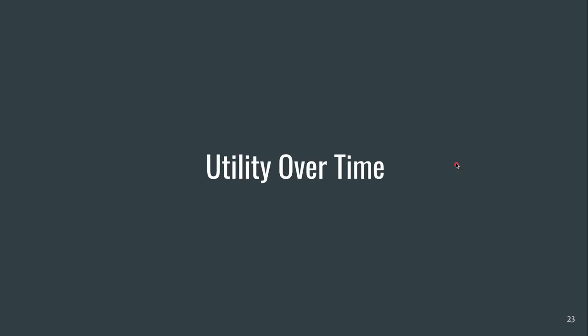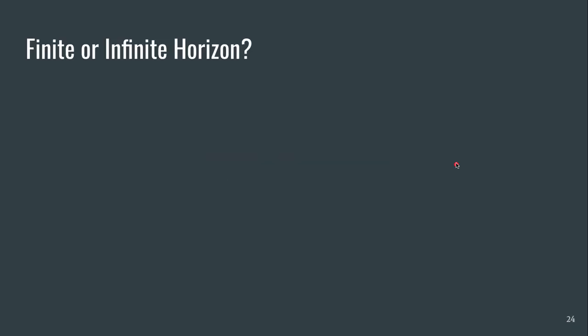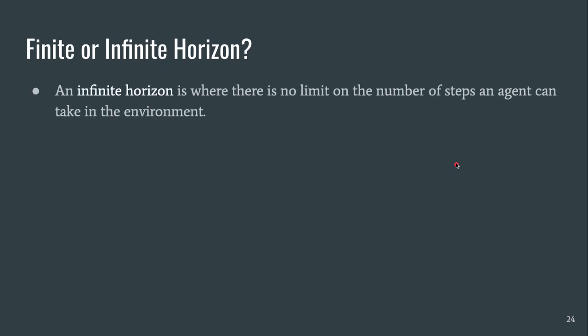And now we can look at utility over time and how we're actually going to be calculating it. To first formulate this, we have to understand what a finite or an infinite horizon is. To start, we're going to look at an infinite horizon, which is where there's no limit on the number of steps an agent can take in the environment. And this is what we've been looking at for this entire presentation so far, where the agent can take as many steps as it wants. What this yields is that the optimal policy is stationary, or unchanging. That basically means there's no reason that the optimal policy has to change at any point during the run of the agent.